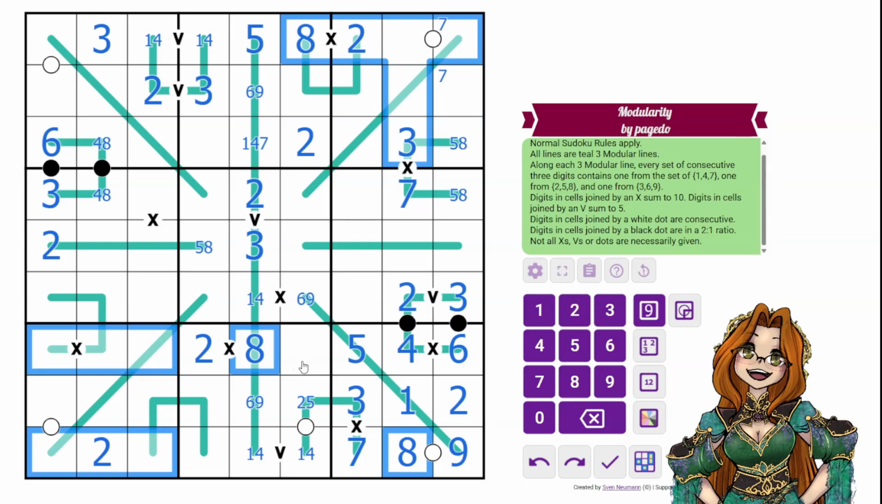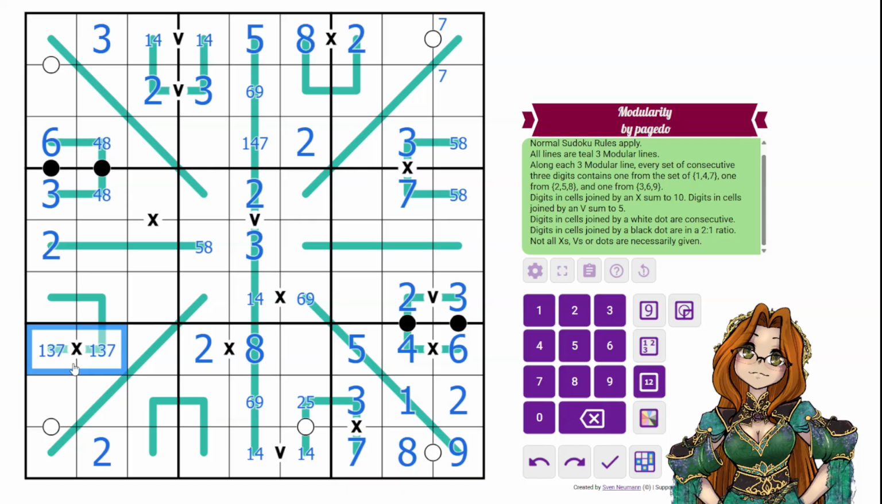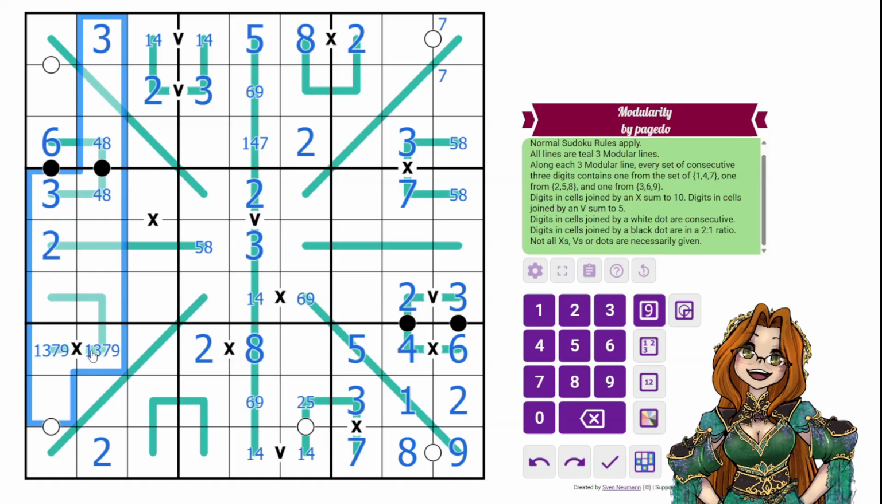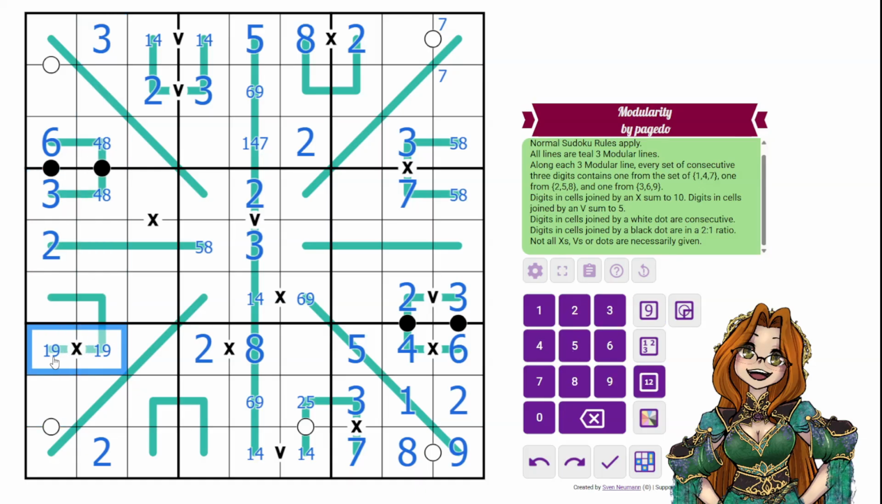Alright, let's look at this 10 sum. So it can't be 2 8, it can't be 4 6, it can be 3 7 or 1 9. Once again, it can't be 3 7 because a 3 cannot go in here at all. So 3 7 is taken out. This is a 1 9, which means between these 2 digits we have a 3 and a 7.